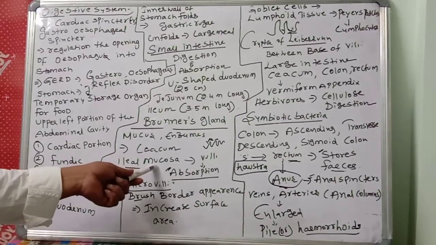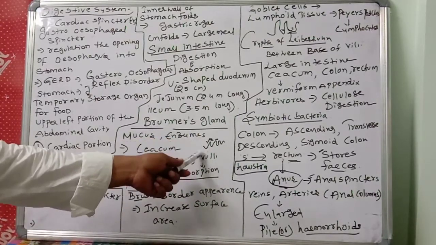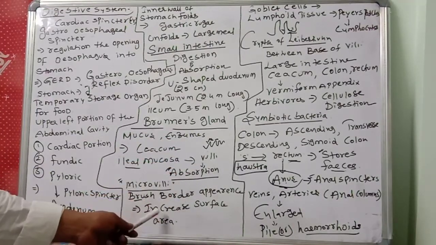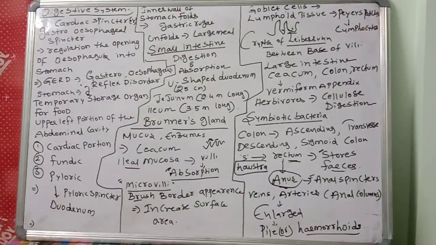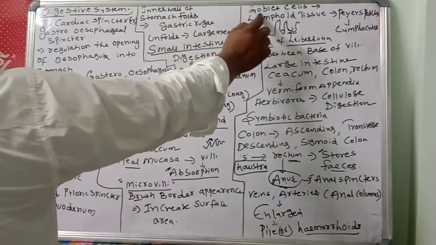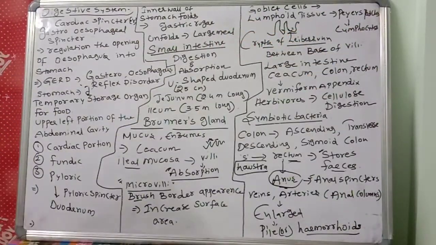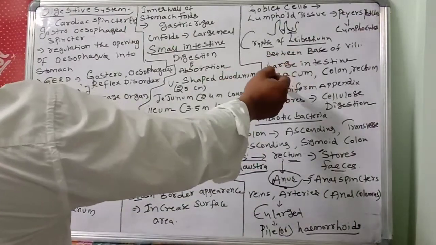The ileal mucosa has villi. Villi have again small projections called microvilli. Both are helpful for absorption. The microvilli give a brush border appearance and increase the surface area for absorption. This ileal mucosa also has goblet cells and lymphoid tissue. Lymphoid tissue is called Peyer's patches, or lymphocytes. There will be crypts of Lieberkühn between the bases of the villi.